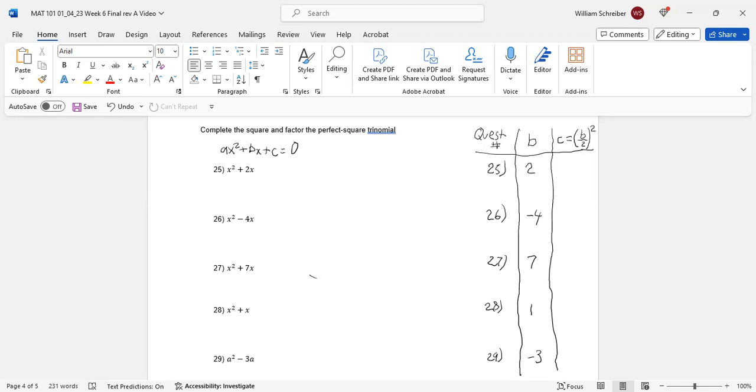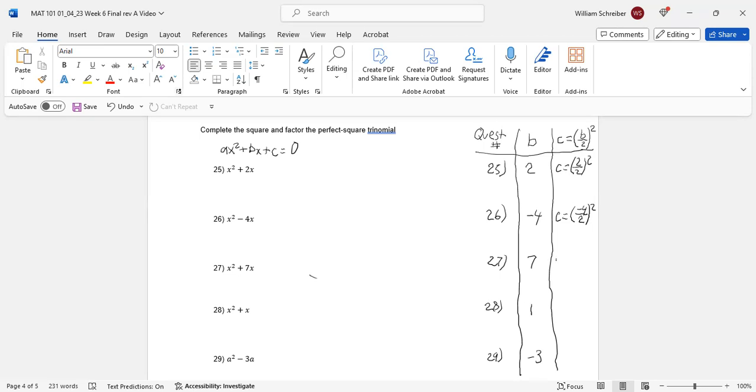Now we're going to compute all the c values using that value of b, because c equals b over 2 squared. So we're just going to plug it in. For 25, c equals open parenthesis, the b value is 2, so 2 over 2, squared. For 26, c equals open parenthesis, the b value is -4, so it's -4 over 2, squared. All we do is plug in the b value for each of these questions.